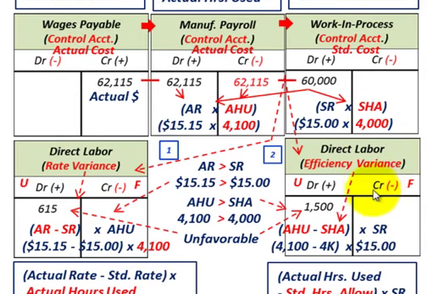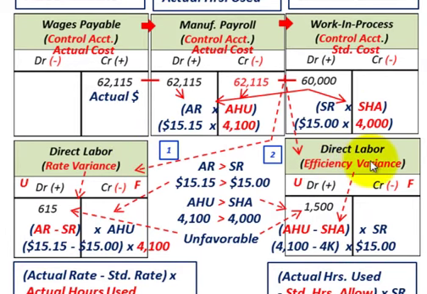So just remember, when you're talking about these variances, in both cases, for direct labor rate variances versus direct labor efficiency variances, any debits are unfavorable, because your actual rates or your actual usage is greater than whatever your standard cost would have been established at. So debits are unfavorable, credits are favorable in both cases, for labor rate variances and labor efficiency variances.